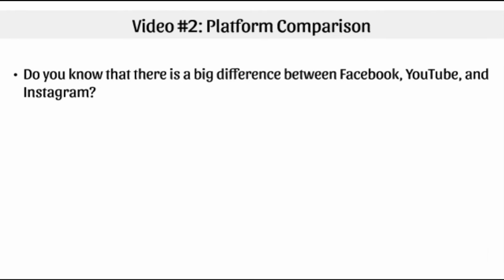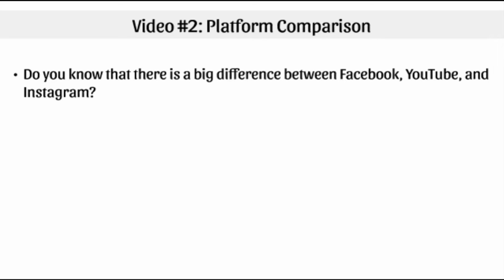So welcome back to video number 2, which is platform comparisons. And the reason why this is so important is because the reason why most people fail at specific social platforms is they enter that platform thinking that they can use what they do on Facebook on Instagram, or what they do on YouTube on Instagram. But the reality is that you are entering a totally different culture. So imagine entering a totally different culture and trying to do something that works in a different culture. That's not going to work, right?